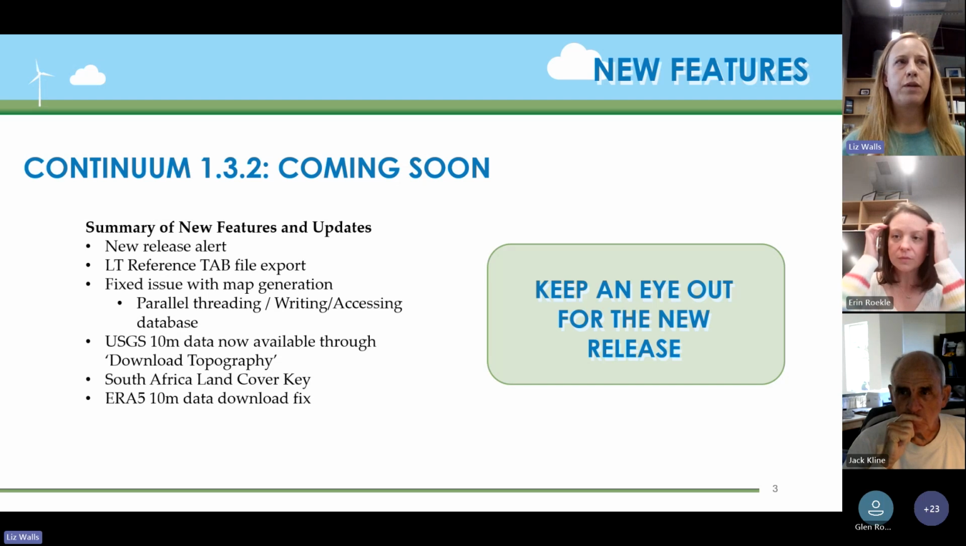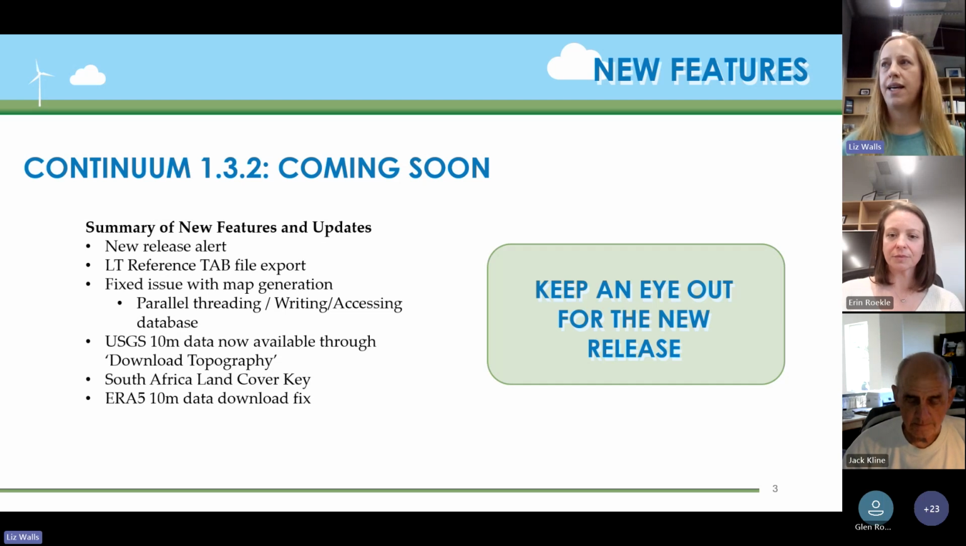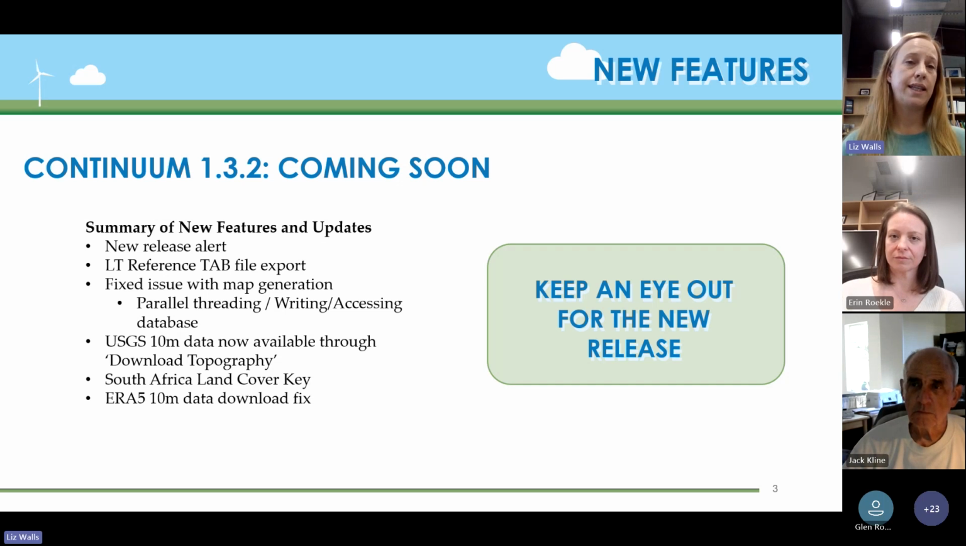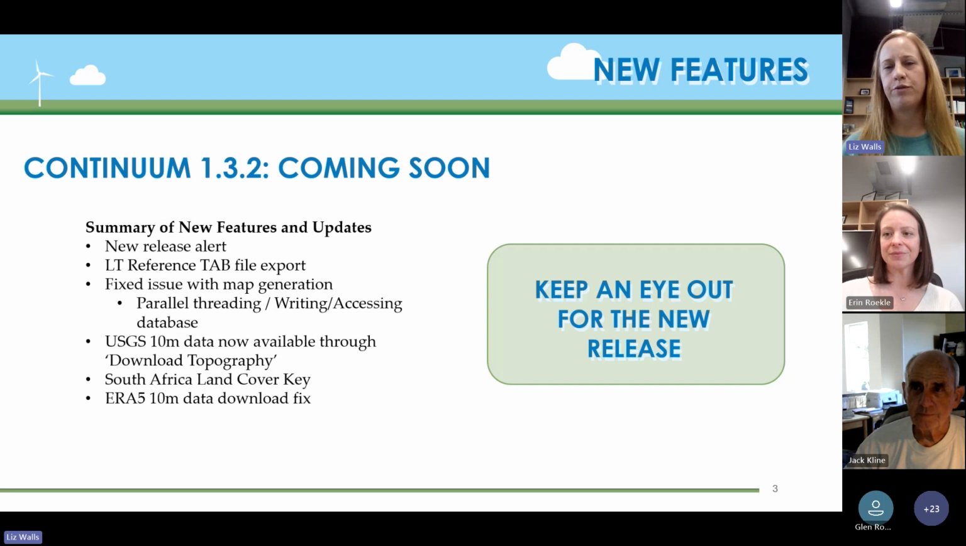Up until now, we've had built-in land cover keys for the US National Land Cover Database, as well as the European CORINE land cover data. But South Africa also has a different type of categorizing their land cover data, and a Continuum user, Ashlyn Naidu, who was highlighted in the last town hall, was gracious enough to share the land cover key that he created for his modeling. So that will be a new built-in key. I know there are several folks here from South Africa that should find this helpful in your wind flow modeling.